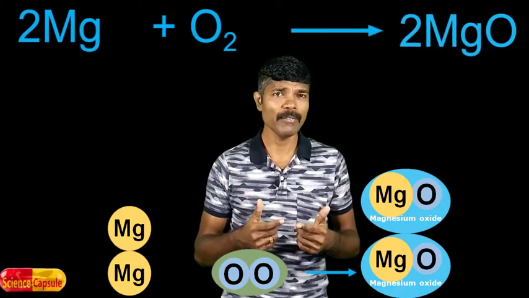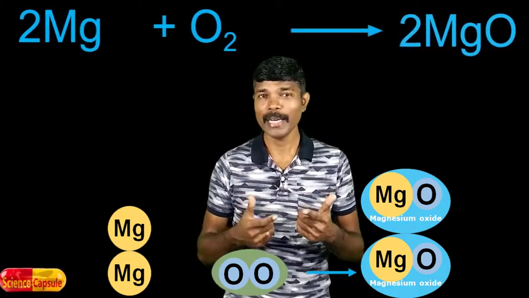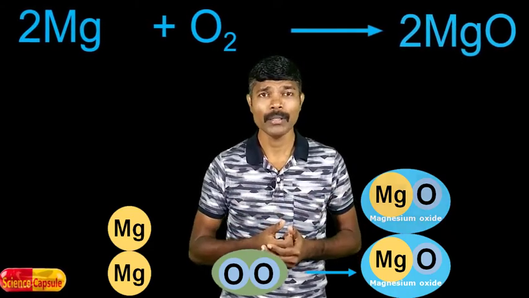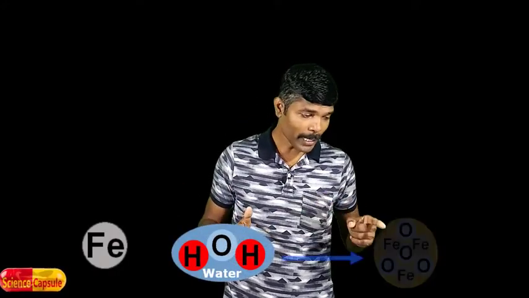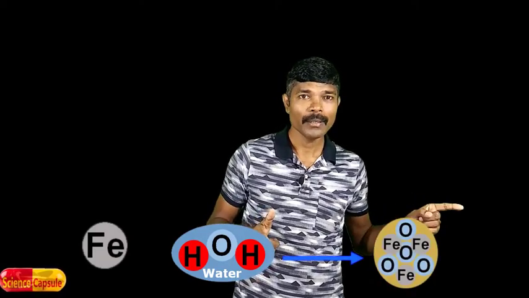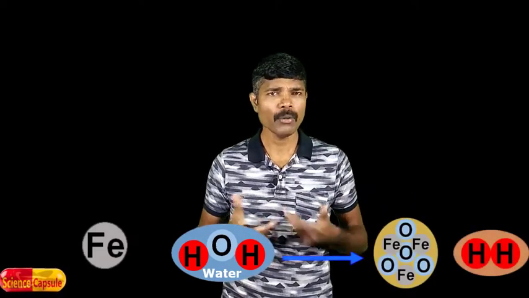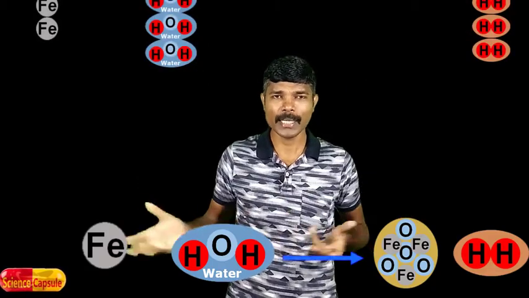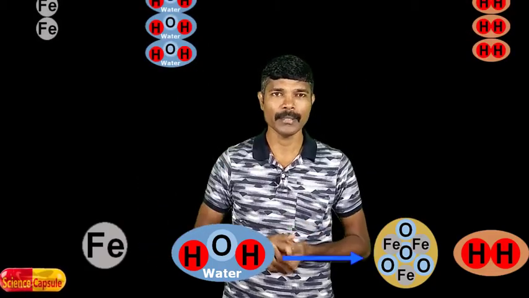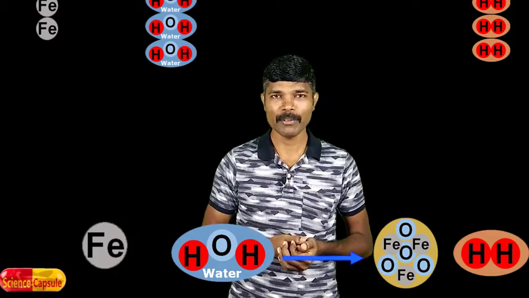One more example we will see. From there, you will get more clarification about balancing a chemical reaction. The reaction between iron and water. Here iron is taken and it reacts with water, and the products are iron oxide and hydrogen gas. How to balance this? Now over the screen you can see the same compounds. We will see how to balance it.